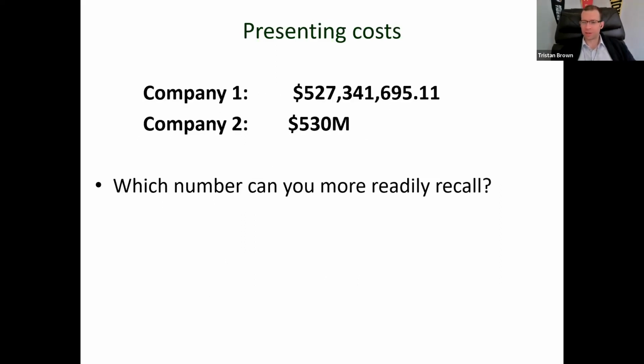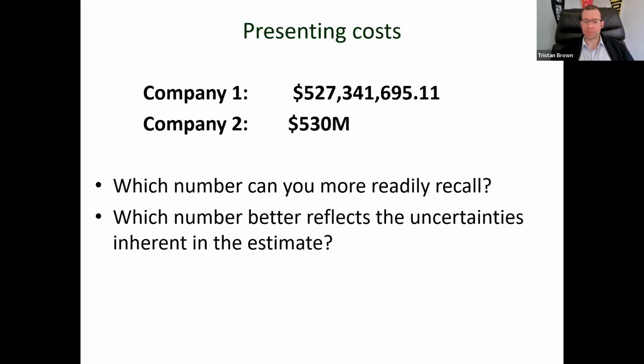So when it comes to which number can you more readily recall, it's company number two's estimate, right? This is much easier to remember. Which number better reflects the uncertainties in the estimate? And this is why this is important from an analytical rigor standpoint. Company one's estimate suggests that they have accurately calculated this to the individual penny. For techno-economic analysis, plus or minus 30%, that's not true. And so fewer significant digits tells you there's more uncertainty involved. And ultimately, you're more likely to trust the one that does a better job of capturing that uncertainty. So when it comes to presenting costs, this is an important component.